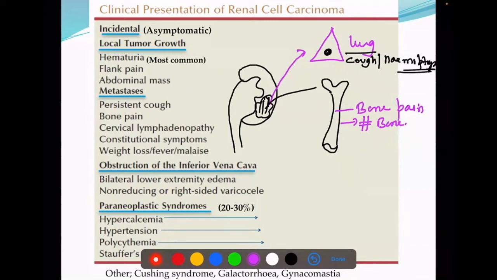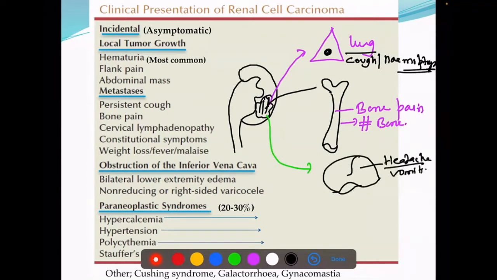If it goes to the brain, then you know what happens. They will complain of a severe headache, obviously vomiting also. Later on, the patient may present with convulsion or seizure. These are the features of brain metastasis. It can also go to the liver, and if there's extensive damage of liver cells, it may lead to jaundice.